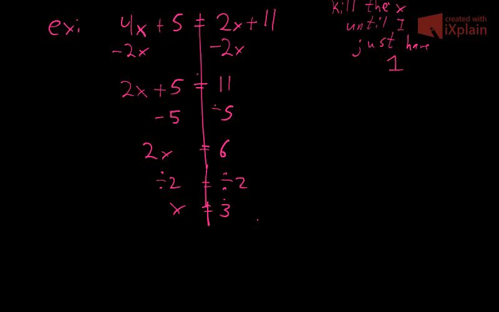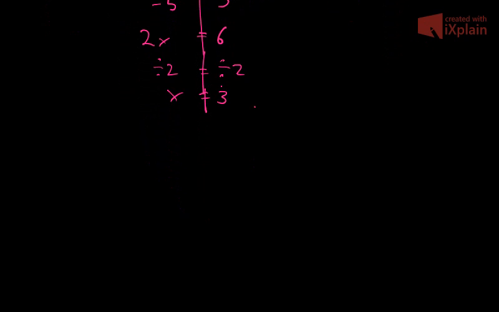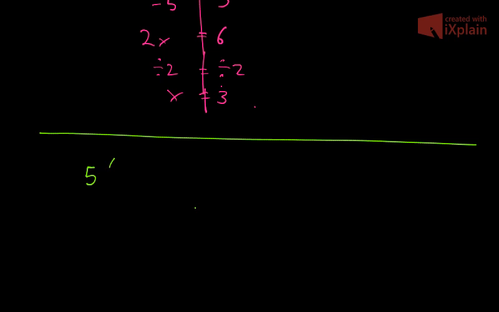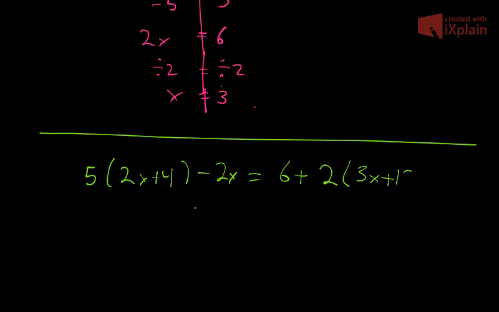I want to give y'all a hard one that we're going to go through together, and then I think we might finish up this video real quick. So we are going to do one with a bunch of distribution because we can. I'm going to have 5 times 2x plus 4 minus 2x equals 6 plus 2 times 3x plus 12.